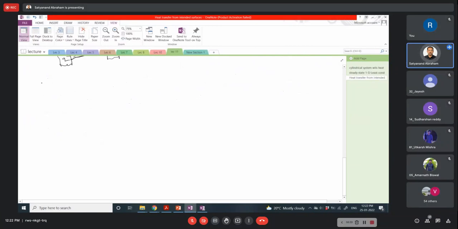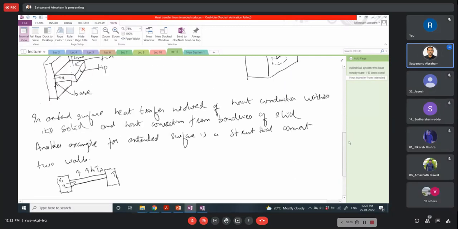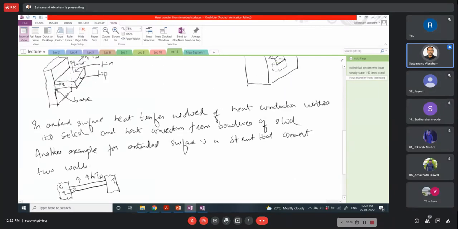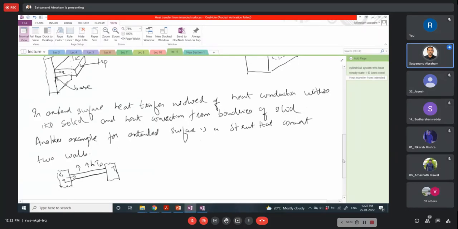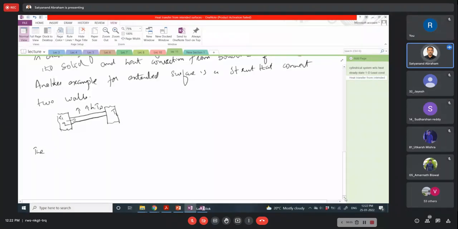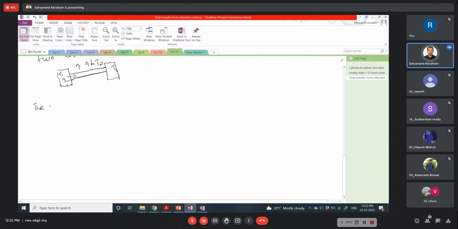So that is actually the fin. Now we are going to look a little bit more at the fins. First of all, the thermal conductivity of the fin should be very high. Because if the thermal conductivity is high, the wall material will have a higher temperature, and more heat is going to be given out. All those analyses will become clearer after we do the analysis.